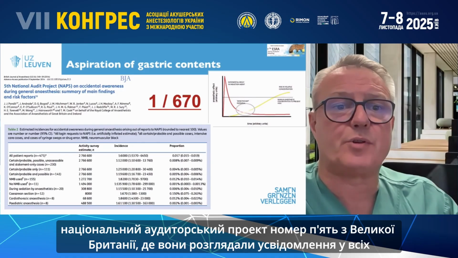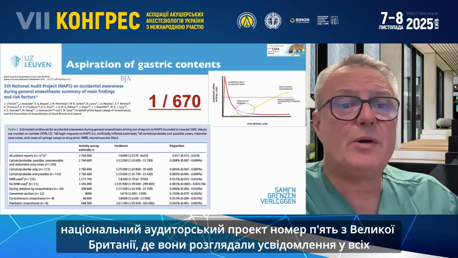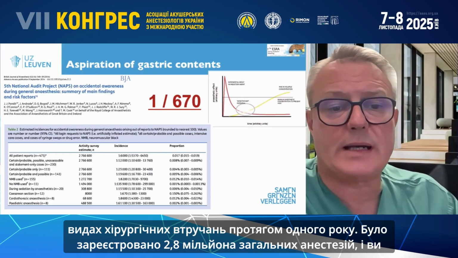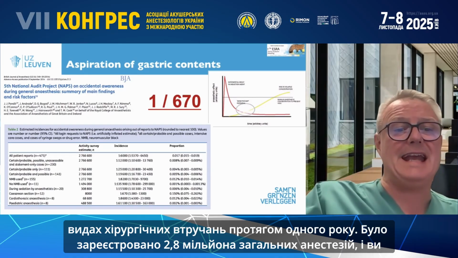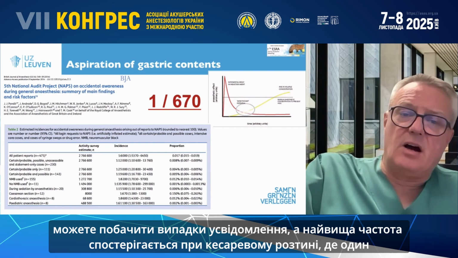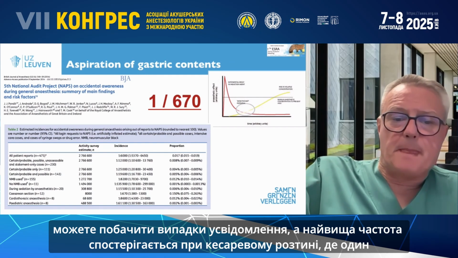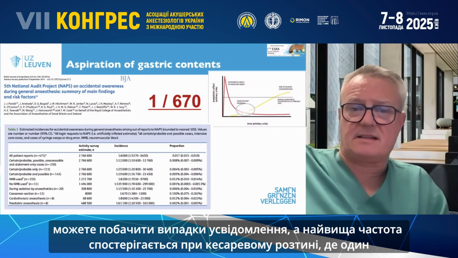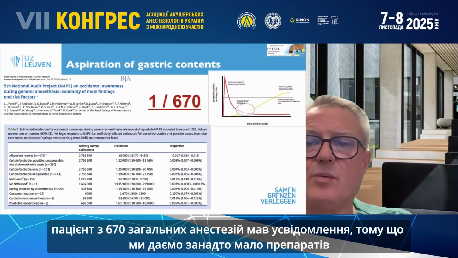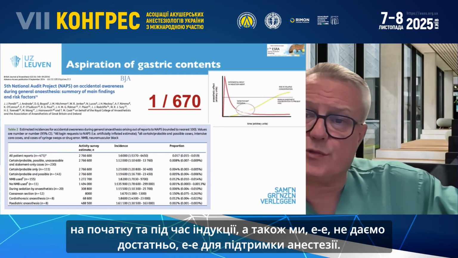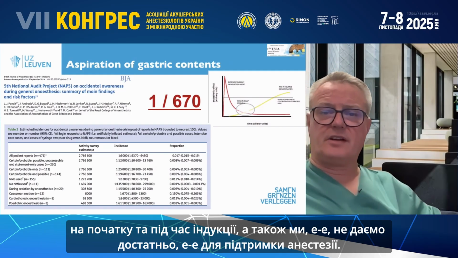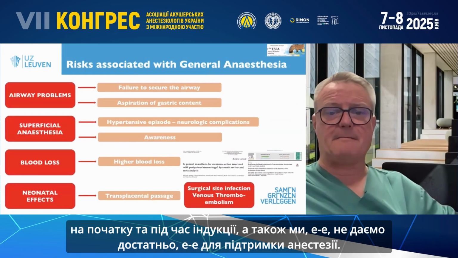This is the National Audit Project number 5 from the UK, where they looked at awareness in all types of surgery over a 1-year period. They had 2.8 million general anesthetics recorded, and you can see the incidences of awareness. And the highest incidence is in cesarean section, with 1 patient out of 670 general anesthetics having awareness. Because we are giving too few drugs at the start and at induction, and we also do not give enough to maintain anesthesia.